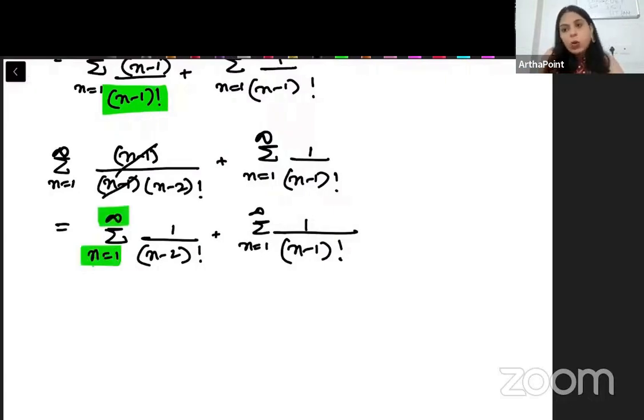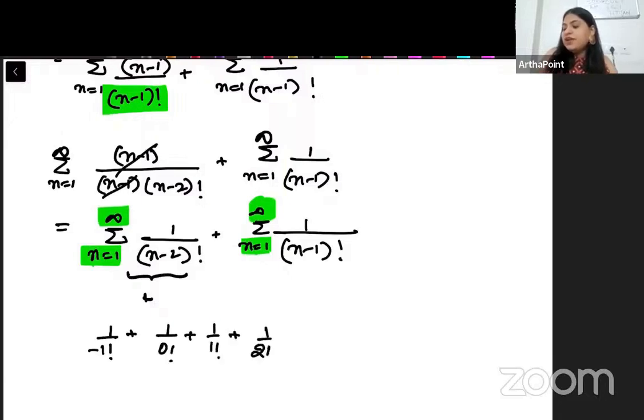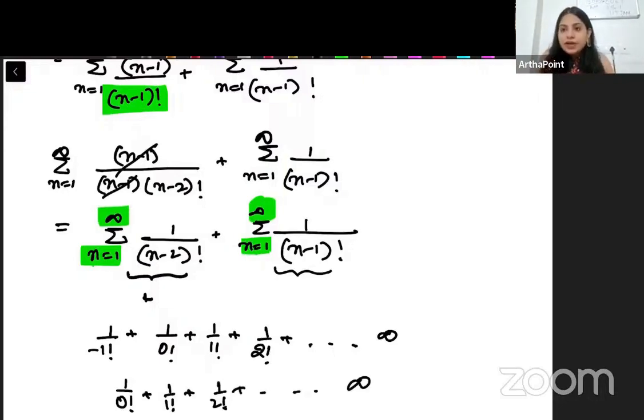Here n starts from 1, goes till infinity. So if I start opening this up, this will be 1 upon minus 1 factorial, which makes no sense. Plus 1 upon, if we put n as 2, 0 factorial, plus 1 upon 1 factorial plus 1 upon 2 factorial till infinity. But this also is the same: 1 upon 0 factorial plus 1 upon 1 factorial plus 1 upon 2 factorial till infinity. Both of them are going till infinity.